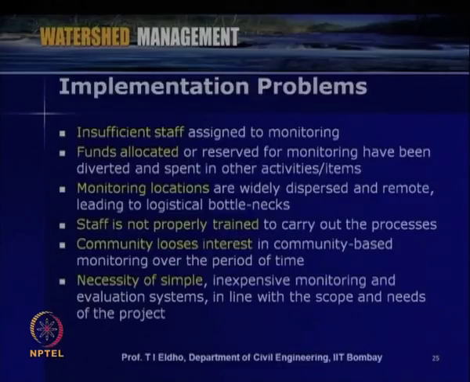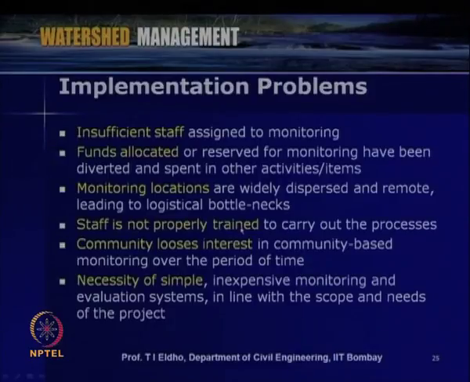So, what are the implementation problems? Say, insufficient staff assigned to monitoring. Most of the time, due to lack of funds, sufficient staff will not be there. Then funds allocated may be diverted for other purposes. Then monitoring locations are widely dispersed and remote, leading to logistical bottlenecks. Mainly when we deal with river basins or watersheds, we have to deal with a large area. So, that way monitoring locations will be far away. So, it is always a problem.